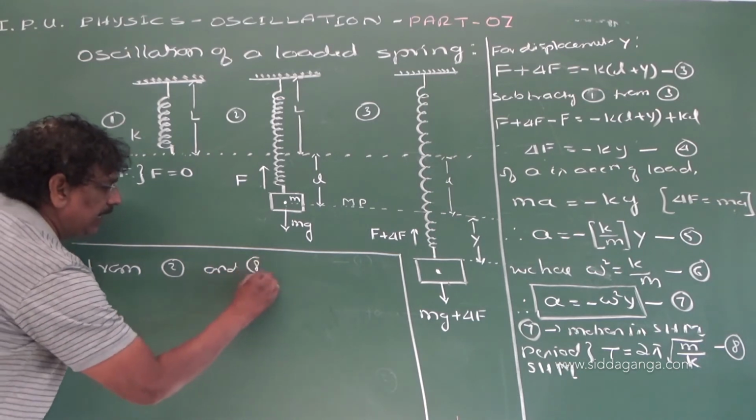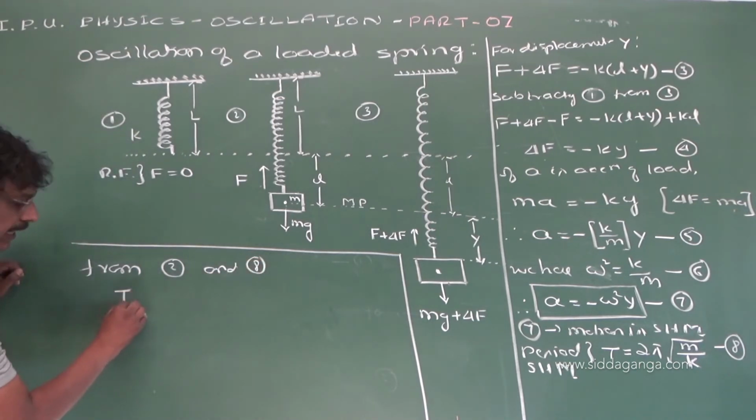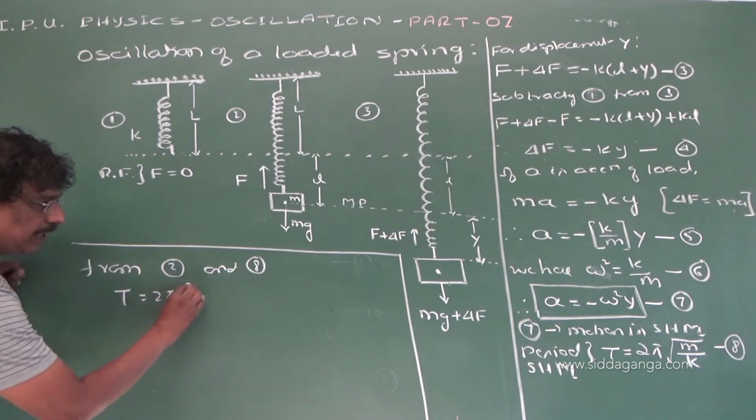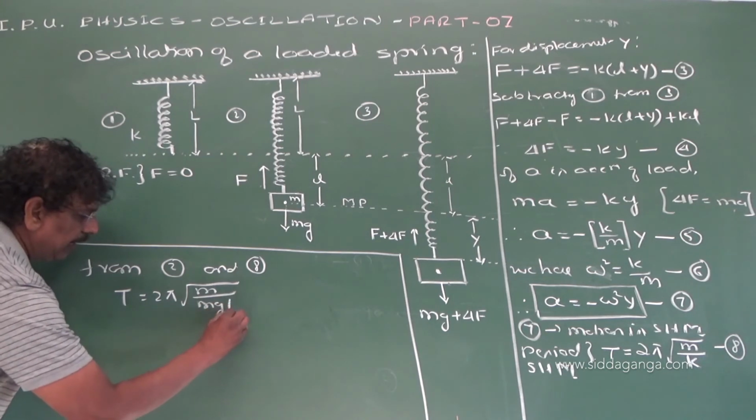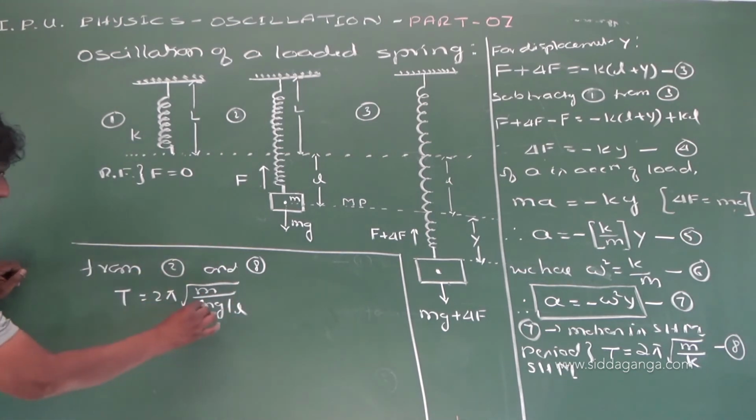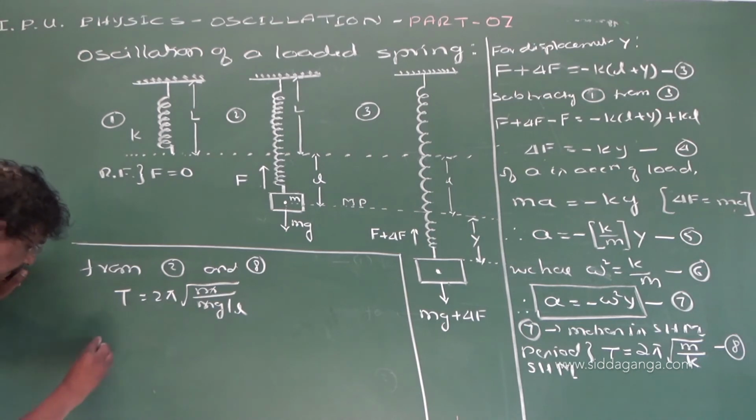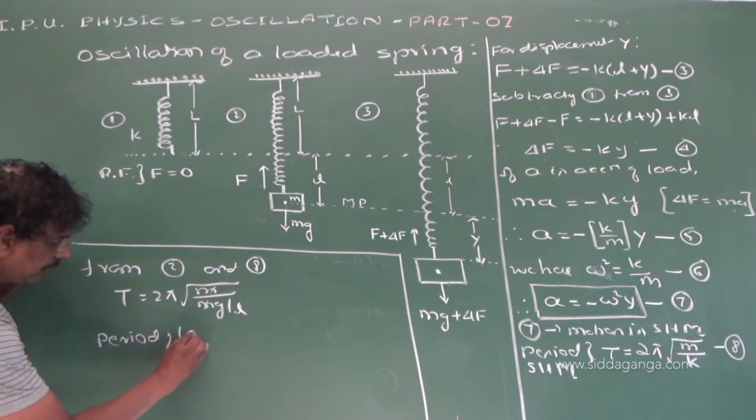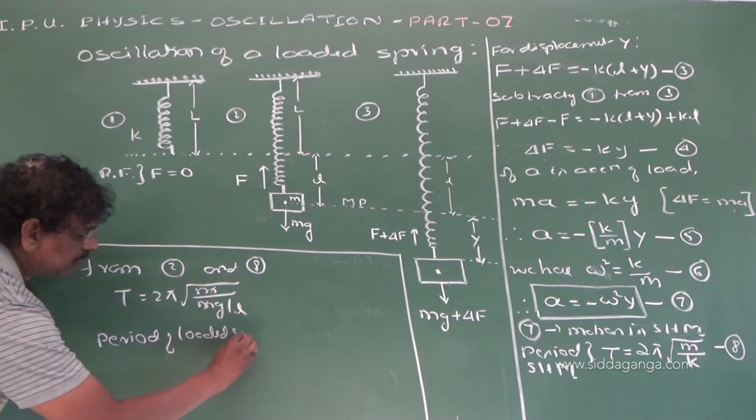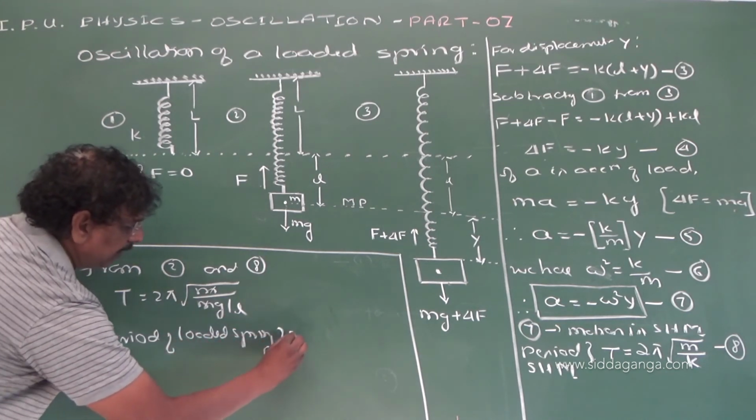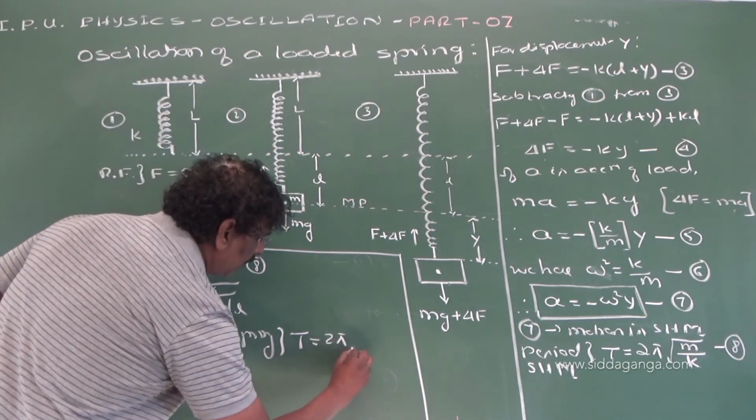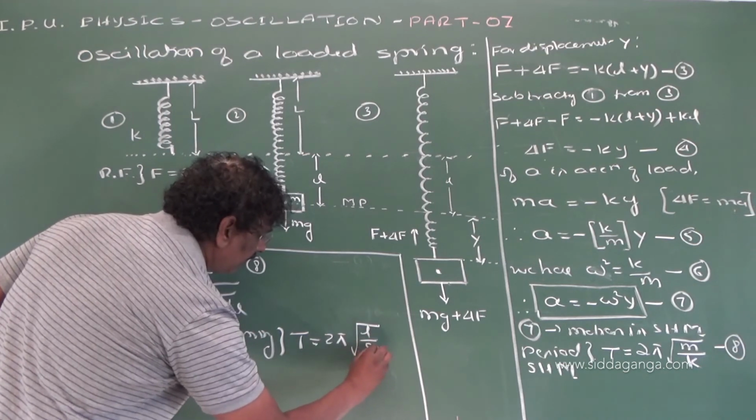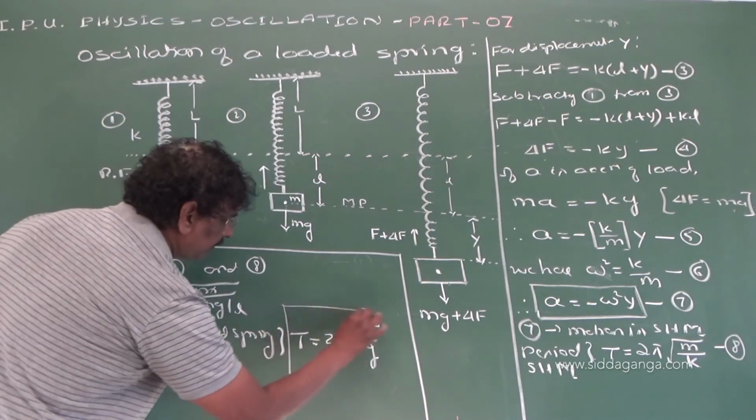They are only for convenience, that's all. From equations 4 and 8, now T is equal to 2 pi into square root of M by mg by L. This m gets cancelled. Therefore, the period of a loaded spring, T is equal to 2 pi into square root of L by G.